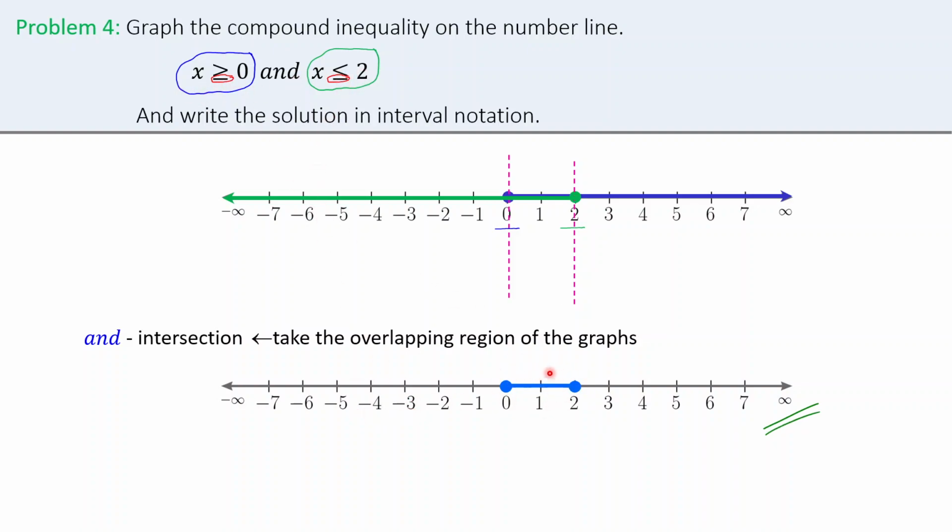So next we need to write the graph in interval notation. In the graph, 0 is the smallest number, 2 is the largest number. Filled circle, put a bracket. Filled circle, put a bracket. This is the interval notation of the solution.